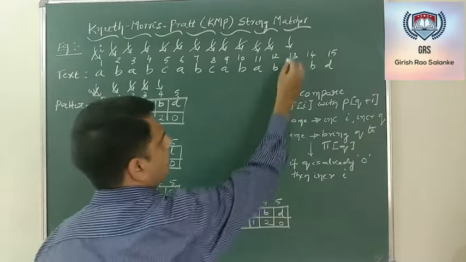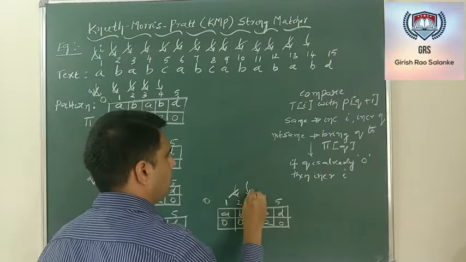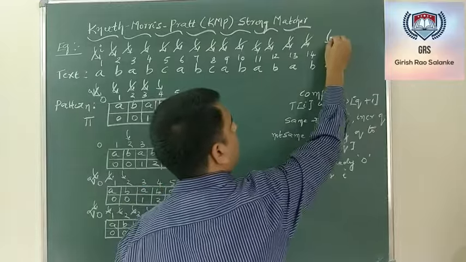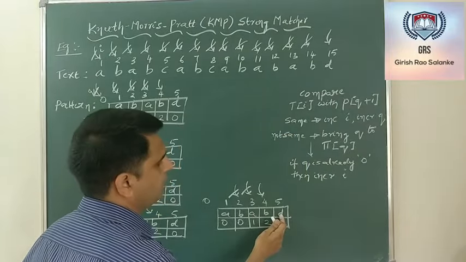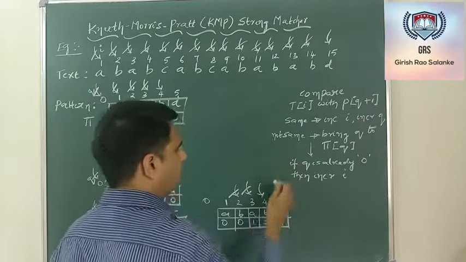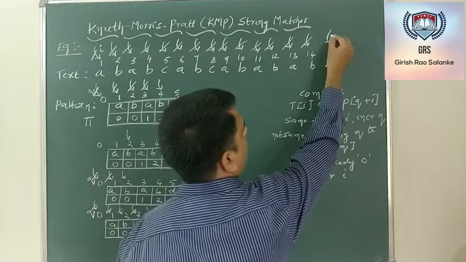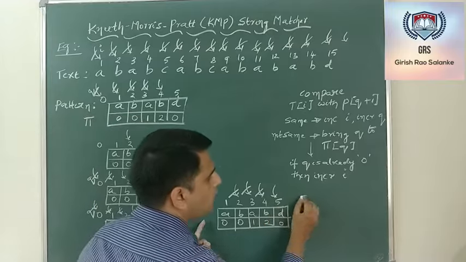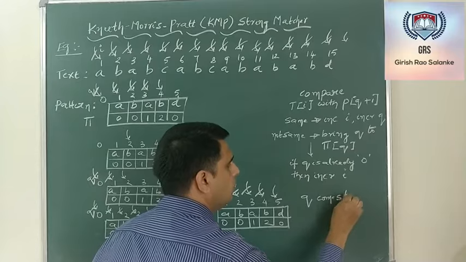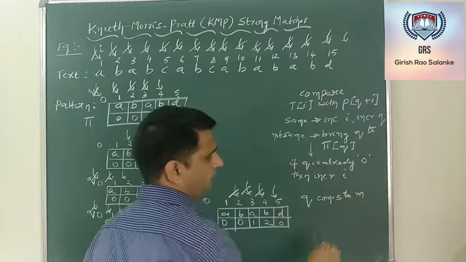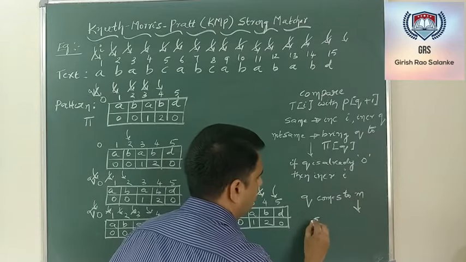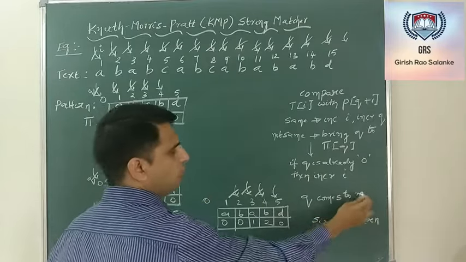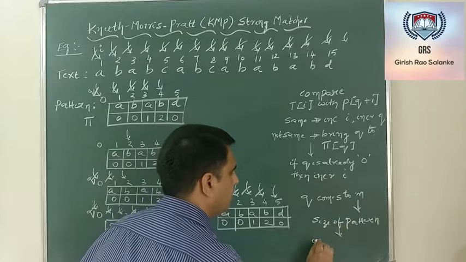Now compare A with the next character here. A matches, increment I, increment Q. B with B matches, increment Q, increment I. Now D compared with D, both are same. Now, whenever you are doing this particular operation, when Q comes to 5, or let me call it as M, which is nothing but the size of pattern, whenever Q comes to M, that is size of pattern, it indicates pattern is found.